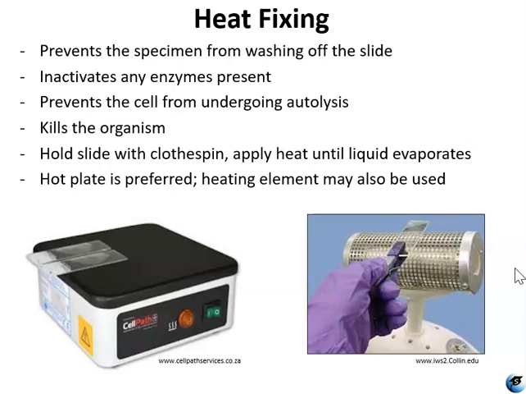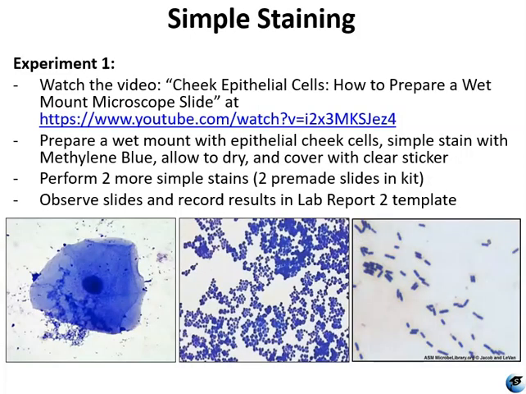Now, for the online labs, we will not be heat fixing. You are not going to do the heat fixing because you don't have access to the hot plate or to the Bacticinerator, but you still need to know how it's done, and you still need to know why it's done. For experiment 1, you will prepare a wet mount slide using your own cheek epithelial cells.